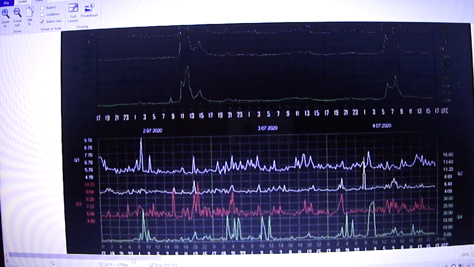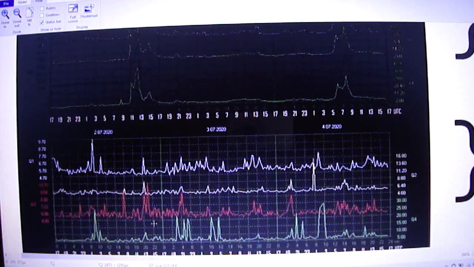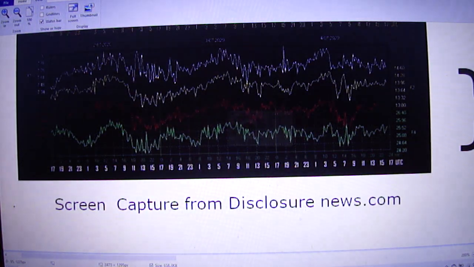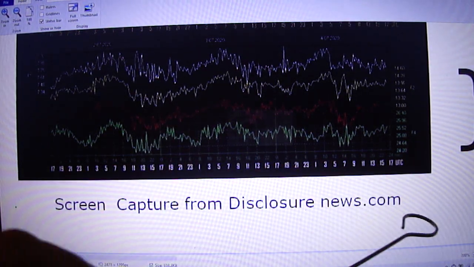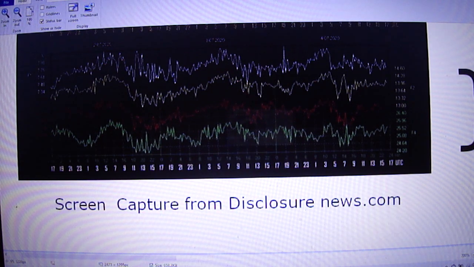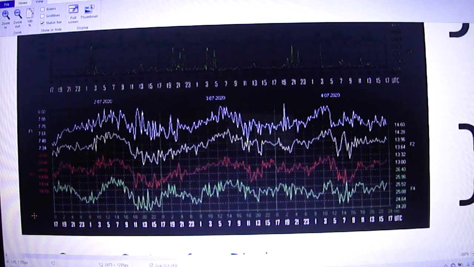People talk about frequency relative to the human and the Schumann, and they don't exactly know what frequency is. All right, frequency. The screen capture is from disclosurenews.com. I think it's important to mention that. So right here we have our frequency, and the frequency that we are looking at here is the wavelength.